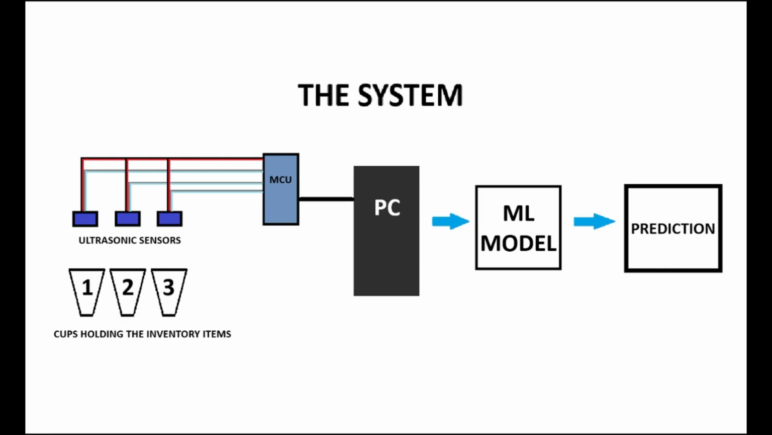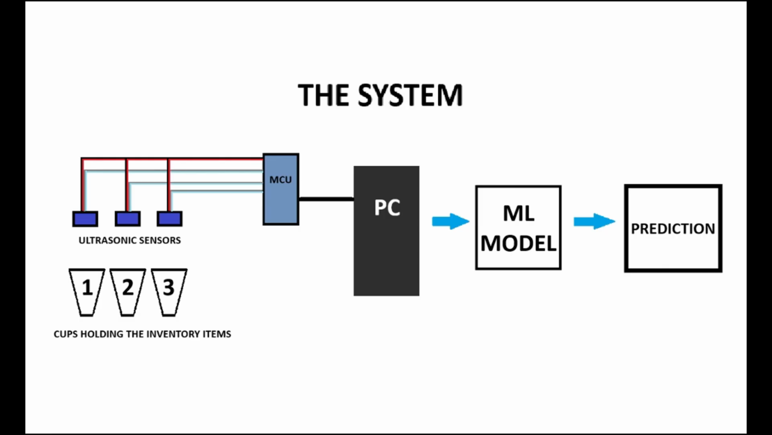So the system is made of ultrasonic sensors, an MCU, a PC, and the prediction model. I am placing three cups with three items. The ultrasonic sensors in each cup will measure the level of that item in each cup. If our cup is full, then it will indicate 100%, or if it is kind of overflowing, it will indicate maybe we're above 100%.